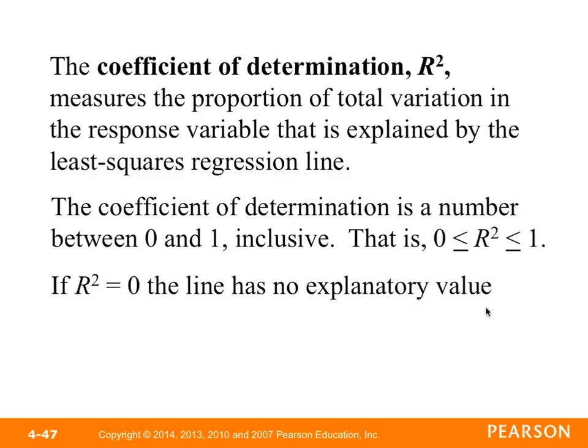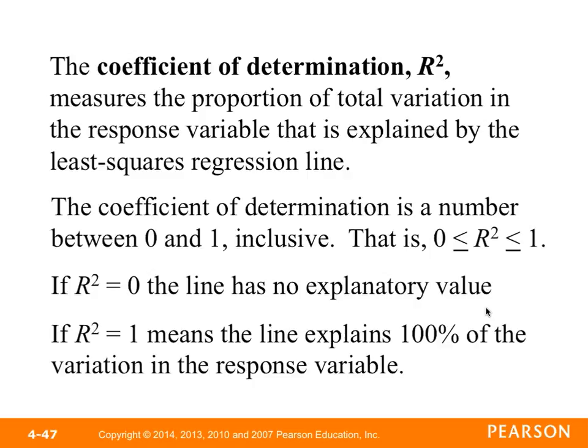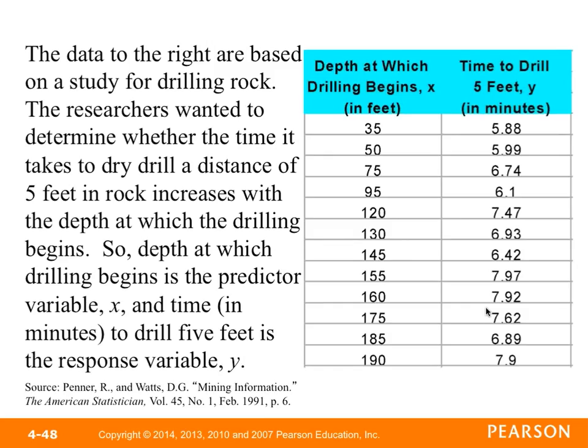R squared is going to equal 0 if the line explains absolutely nothing. Okay, so the line has no explanatory value. R squared equals 1 means that the line explains 100% of the variation in the response variable. So it does a perfect job of explaining the variation in the response.